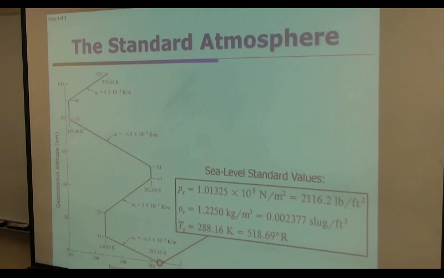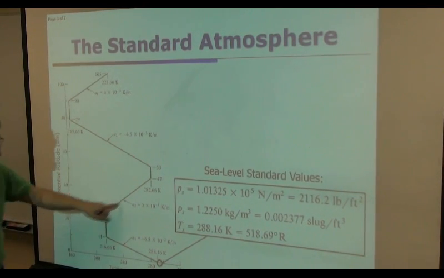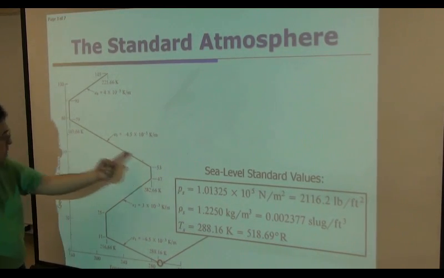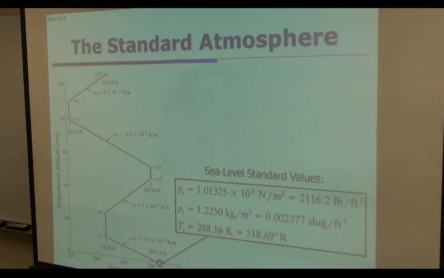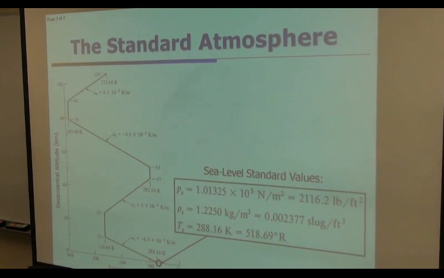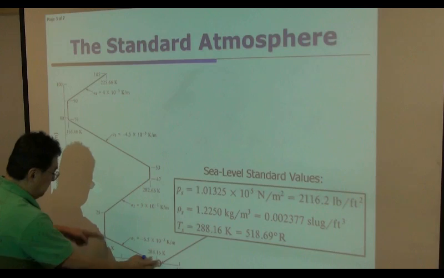So it's a series of either linear change of temperature and constant temperature. Linear change, constant, linear change. It's a series of that going back and forth. Okay? Now in aero, we are only interested in this region, that region.